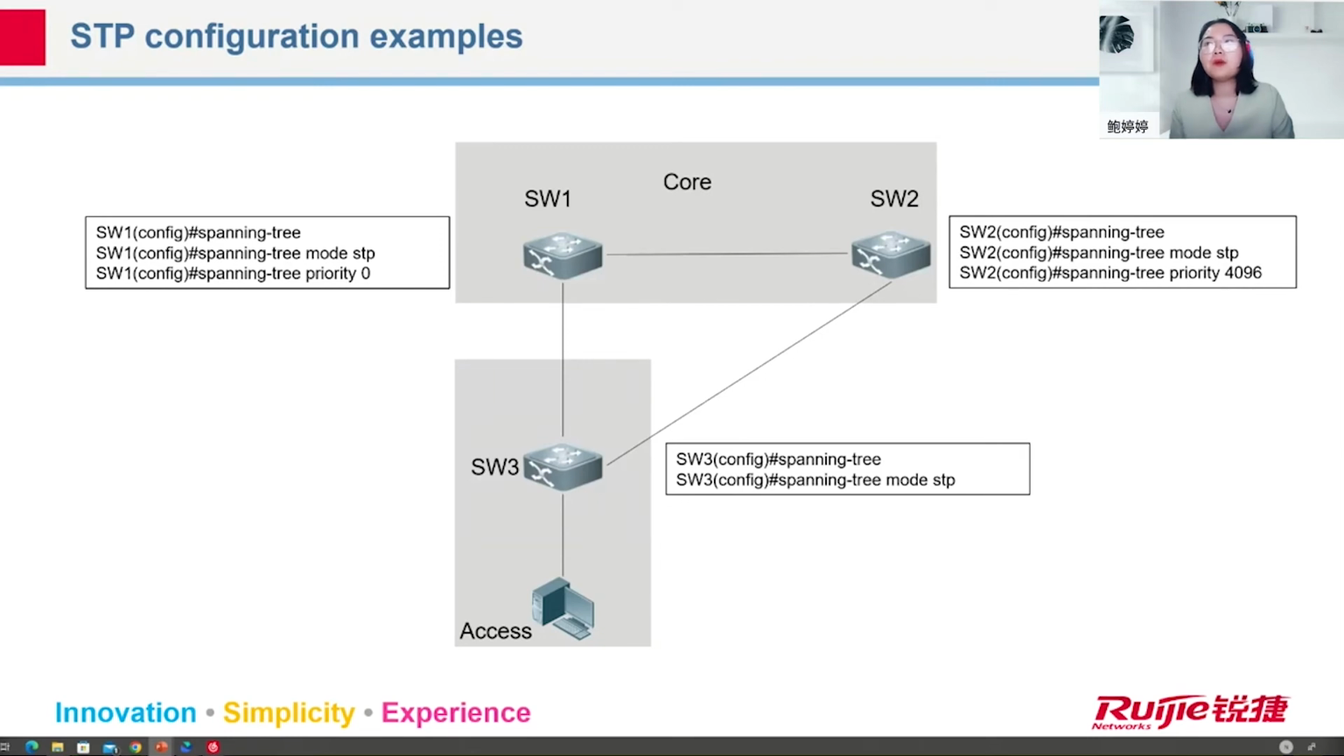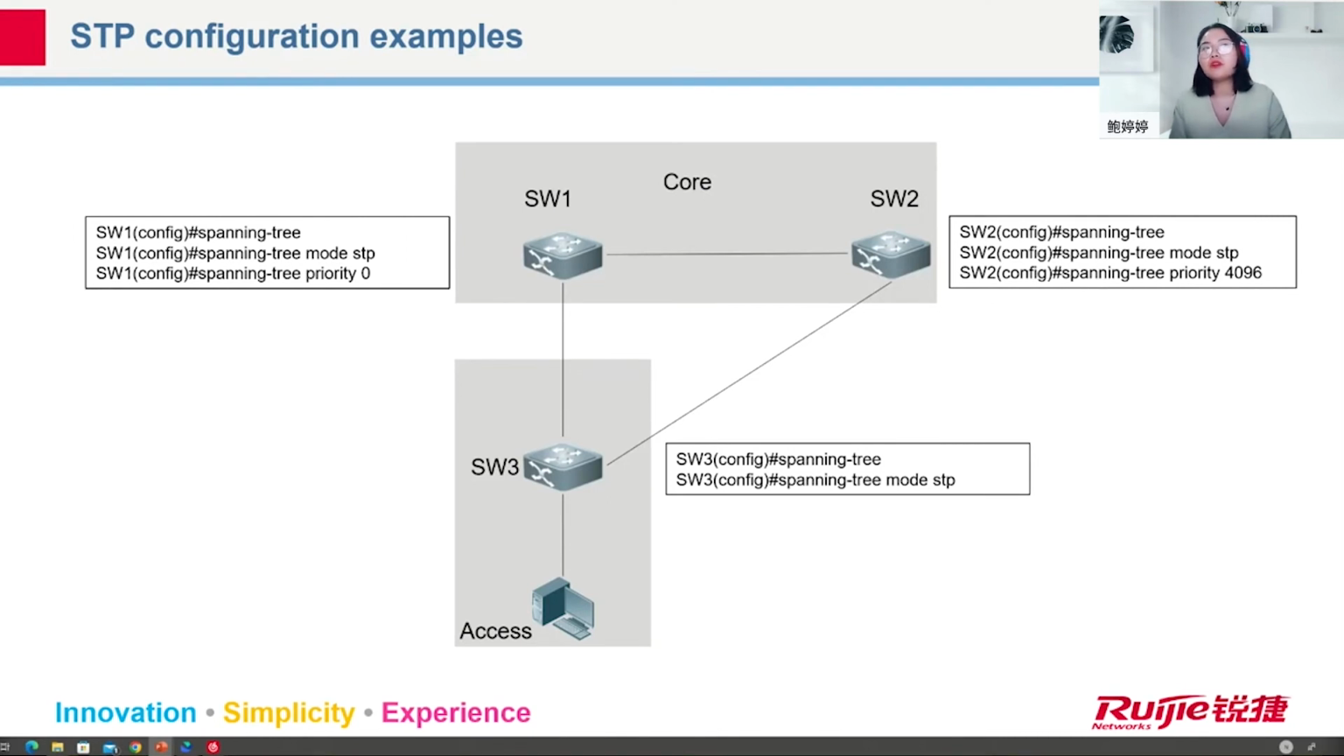On switch 1, you enable spanning tree at first and change the priority to 0. On switch 2, we change the priority to 4096. And on switch 3, you only need to enable spanning tree, right? Because we have the default value of the priority. And pay attention, you have to check your devices because some vendors' default spanning tree protocol is STP, but some vendors' default is MSTP. Pay attention to this one.